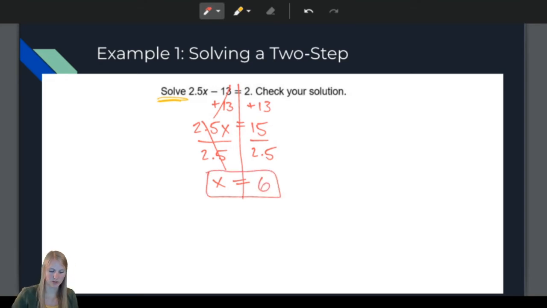X equals 6. Actually, I want to be careful with that line there, because if I draw it all the way through, it looks like x is not equal to 6, but x is equal. Now remember that we should check our answer.